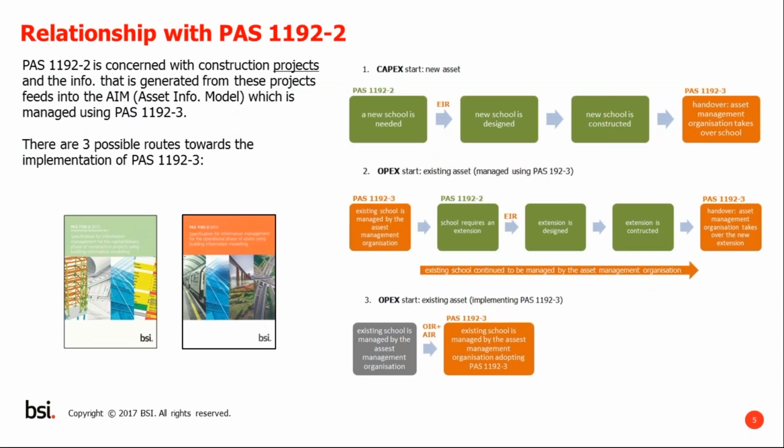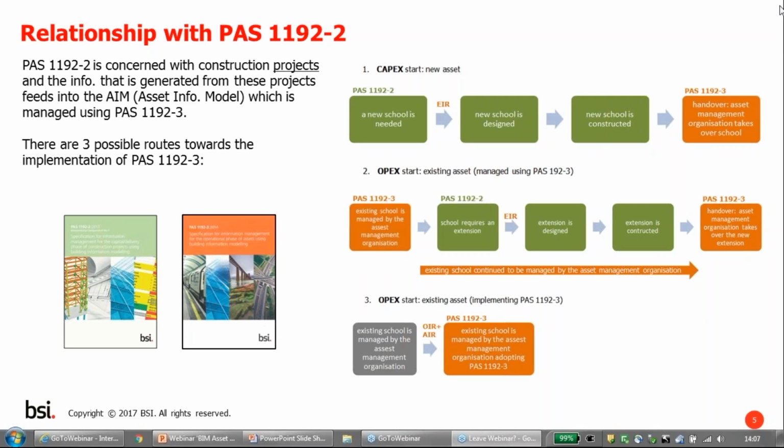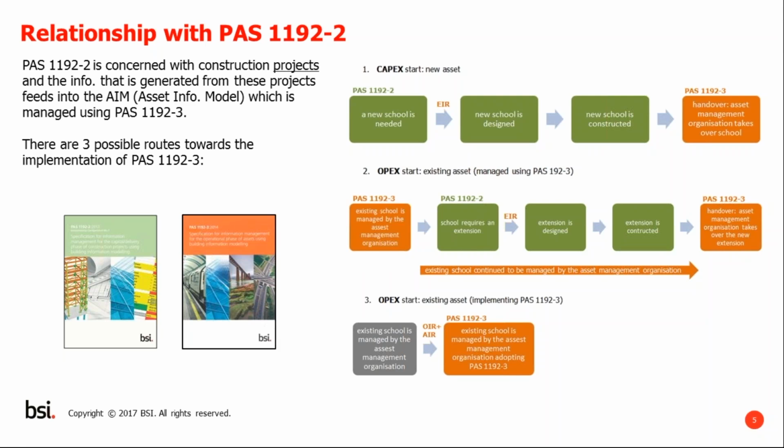So the relationship with PAS 1192 Part 2: there are effectively three routes by which you could enter compliance with Part 3. The first is just a brand new asset. Here there's a new school that's been designed, and this is through using PAS 1192 Part 2. With that, the EIR is produced.